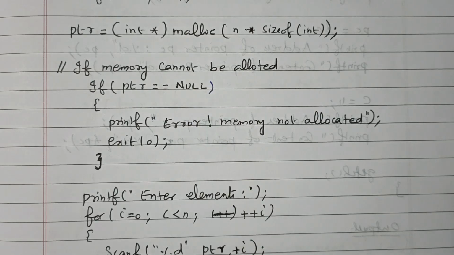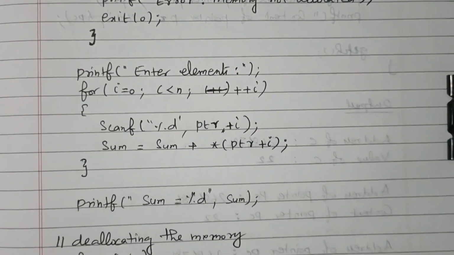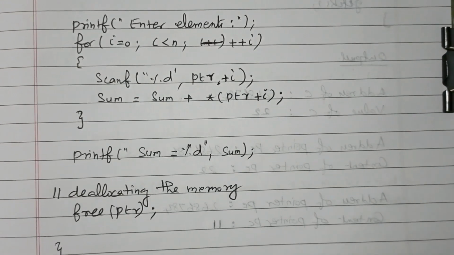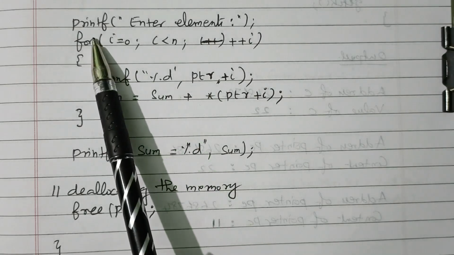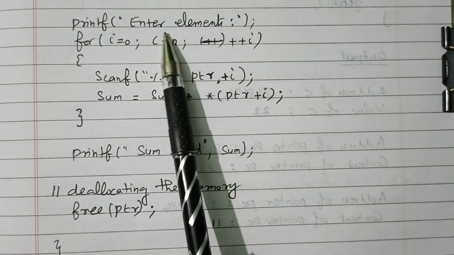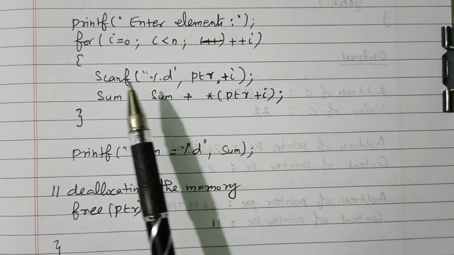Otherwise, we can continue the program, right? Now the memory is allotted. We check the memory also. It is not null. If it is null, it will exit the program. Now we ask the user to enter the elements. What are the elements to be added?